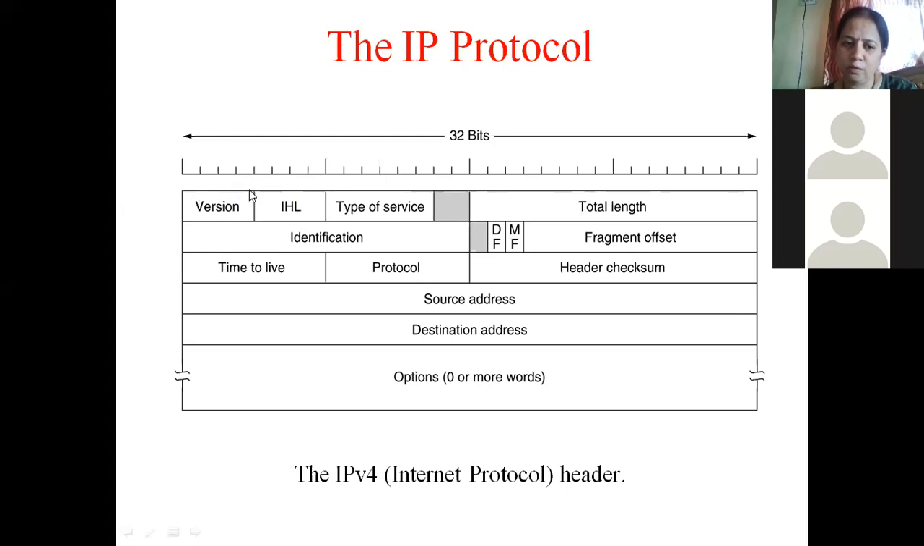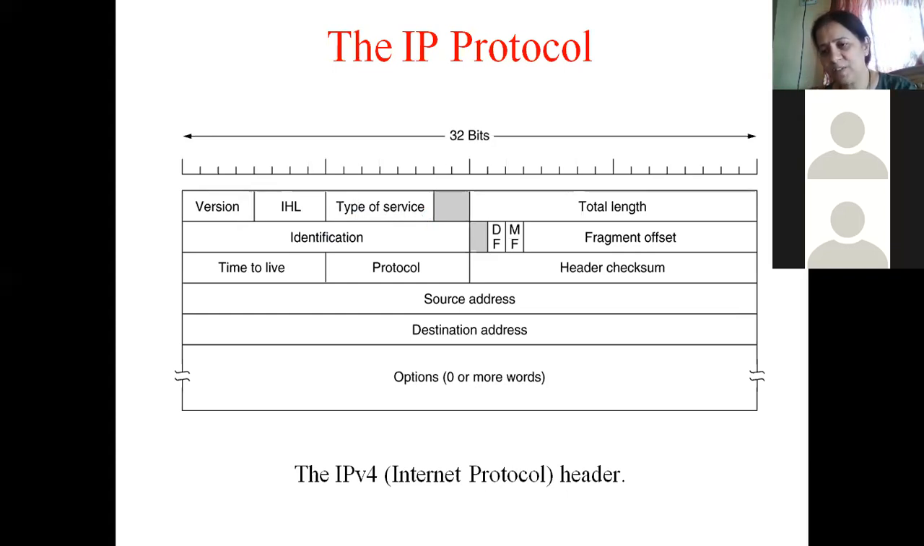1, 2, 3, 4. Version is 4 bits long. IHL is again 1, 2, 3, and 4, so IHL is again 4 bits long. Then comes another field which is 6 bits long, and that is called type of service.